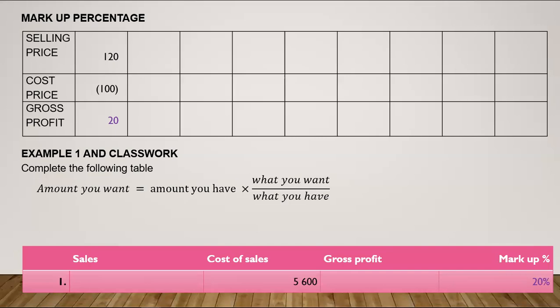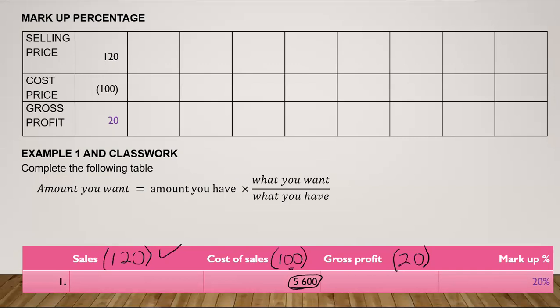So according to this, we know that cost of sales will be at 100. Markup is at 20. Sales will be at 120. Note that we are given cost of sales. So this is at 100. What we want is sales, and sales will be at 120.